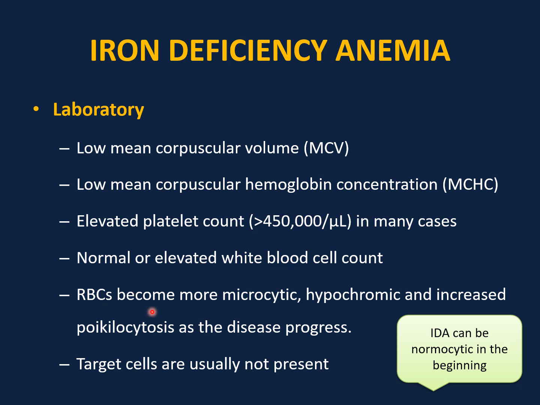Red blood cells become microcytic as the disease progresses, and hypochromic, with an increase in different sizes. When this happens, this will also increase the RDW, which is the red cell distribution width. Target cells are usually absent. If you see target cells, this is classic for thalassemia. You need to know that iron deficiency anemia can be normocytic in the beginning. This is very important to keep in mind.